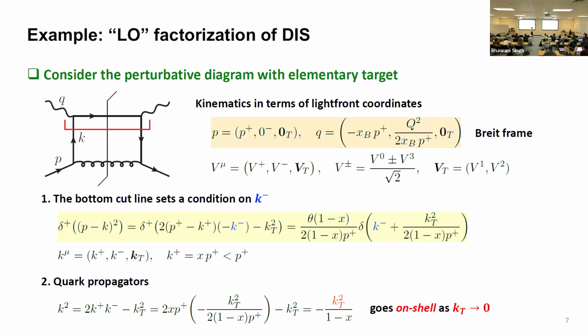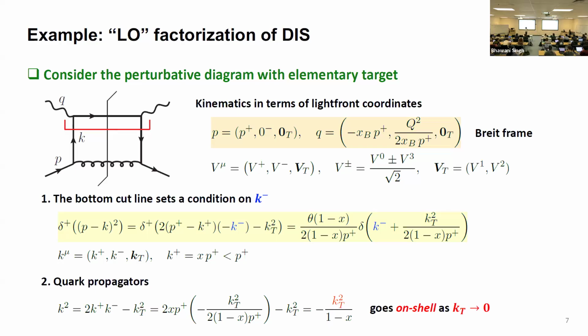So putting this on shell, we have a delta function. And if you work this out, you see that this delta function sets the value for the minus component of this momentum k. And this minus momentum is proportional to the transverse momentum squared of this momentum. And I also use the light cone or light front coordinates for this momentum k. And in this diagram, the momentum k is that of this parton, this quark. And you can imagine this as a loop momentum. And we also introduce the variable x as the ratio of k plus over p plus.